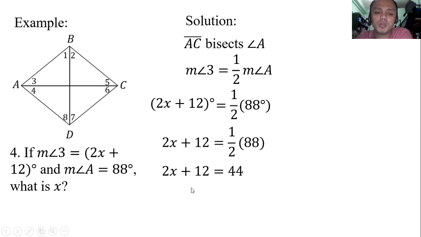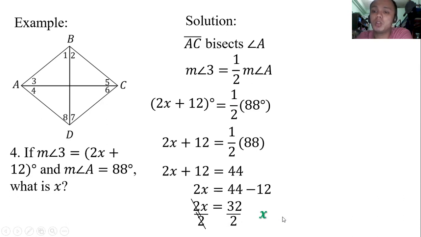Then transpose 12 to the other side. We have 2x equal to 44 minus 12. 44 minus 12 is 32. Divide both sides by 2. Cancel this out. Then we have x is equal to 32 divided by 2, which is 16. So that is our x.